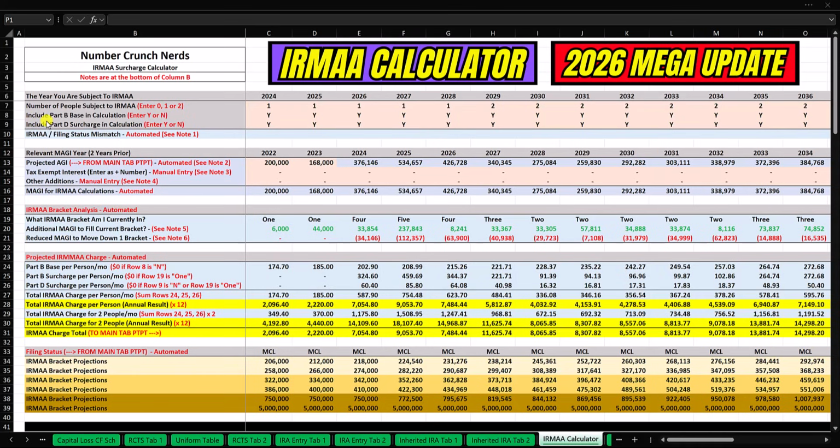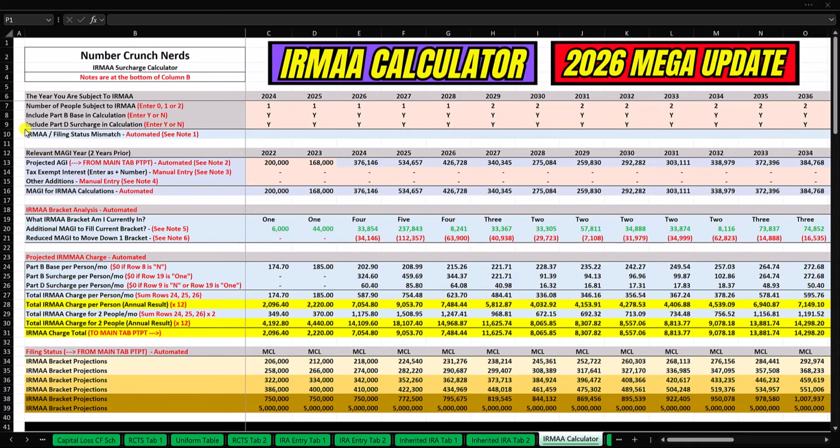Now, here's the big ticket item right here that I know so many people were asking about. We now have the ability to toggle on and off the Part B base from the calculation. You can now calculate the annual cost of IRMAA either including the Part B base or excluding it, just based on toggling these items to yes or no as you prefer. That's a big one. I know a lot of folks were having trouble with that Part B base. We have got that item resolved as of today.